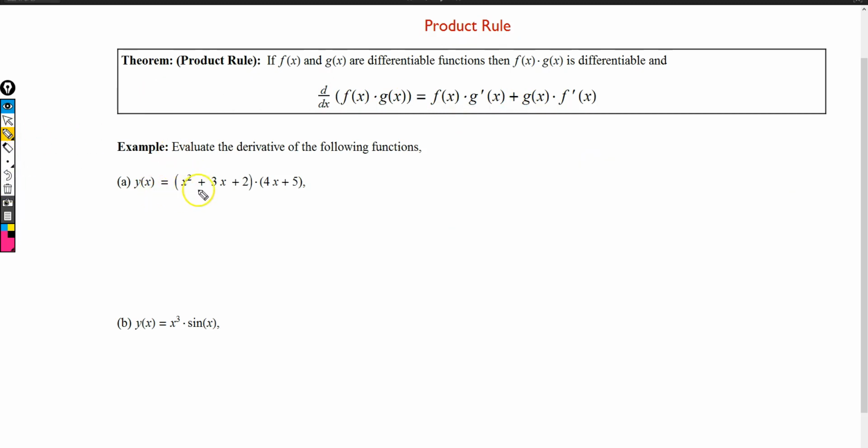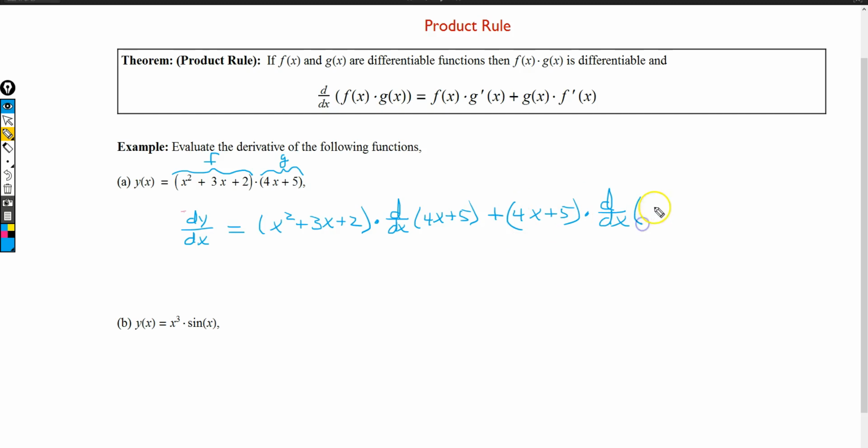So the first one, we want to evaluate the derivative of the product of these two polynomials. So dy dx is going to be, now we're going to treat the function right here as our f, and this one will be like our g in the statement of the product rule up here. So dy dx is going to be f times the derivative of g, and then plus g times the derivative of f. Now we just have to evaluate the derivative of these two functions, and then that will be our answer. And then, if necessary, we can clean up our answer.